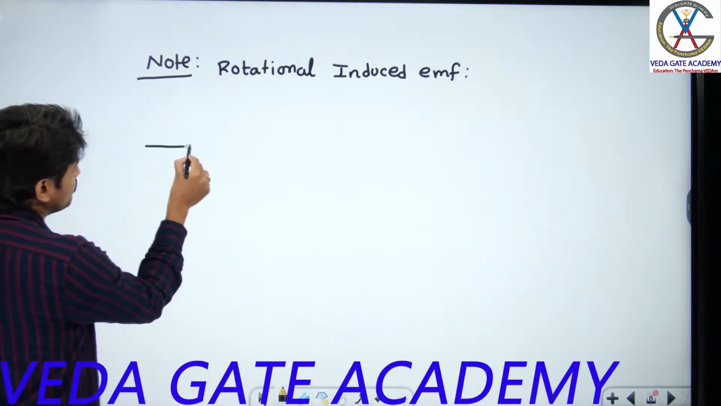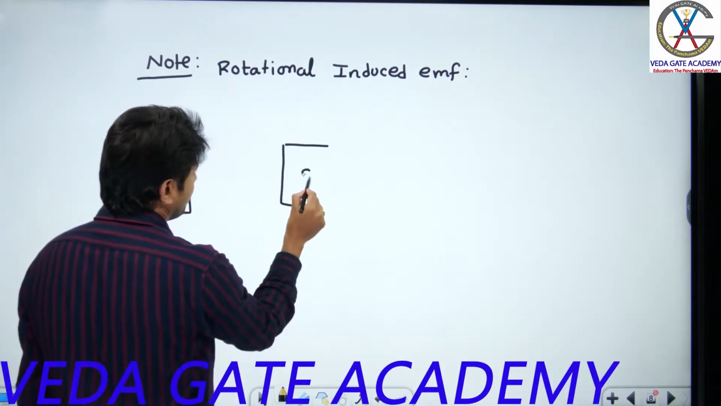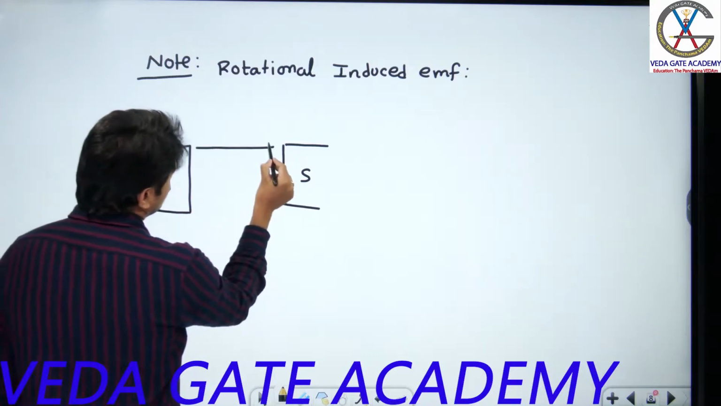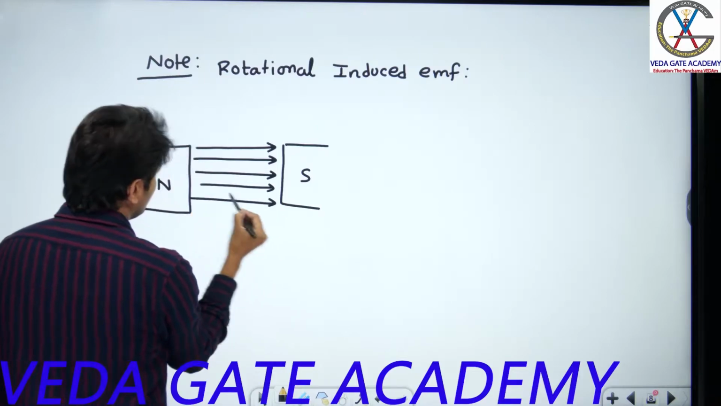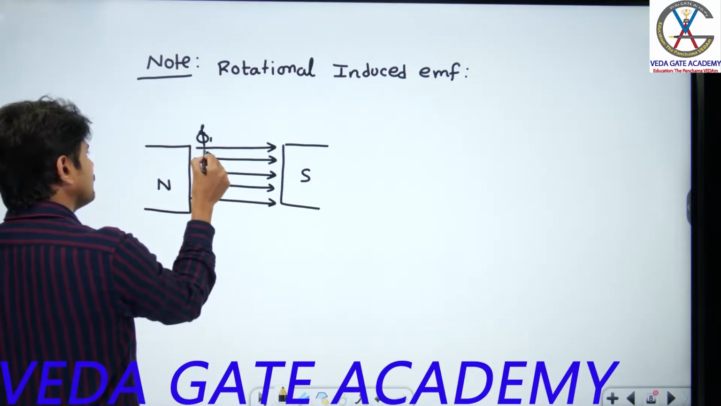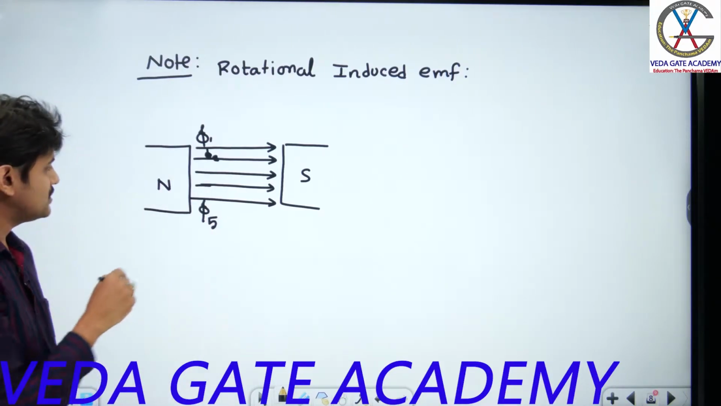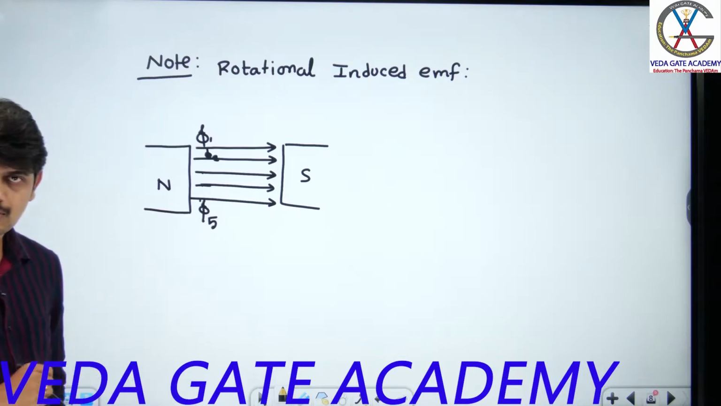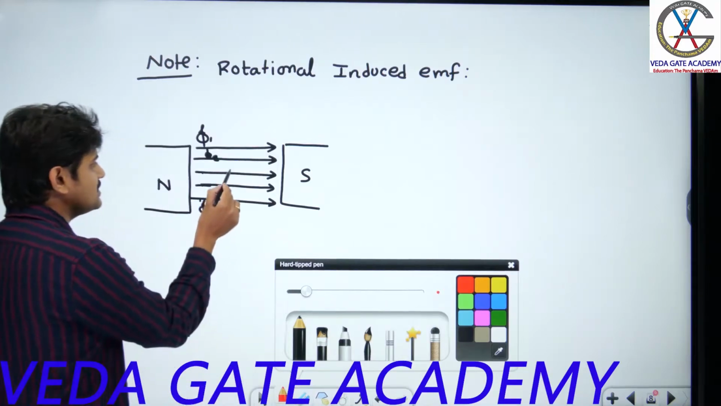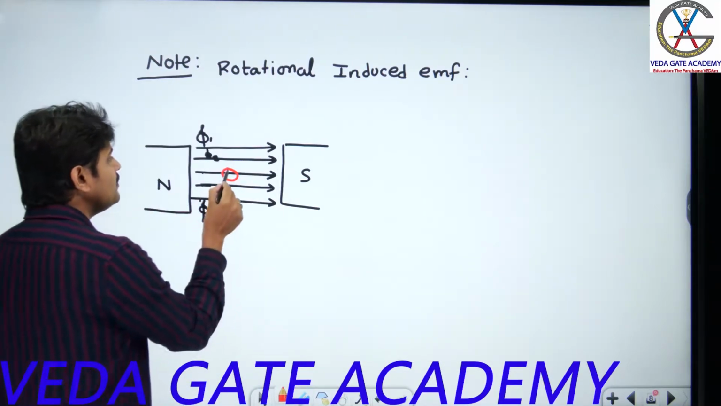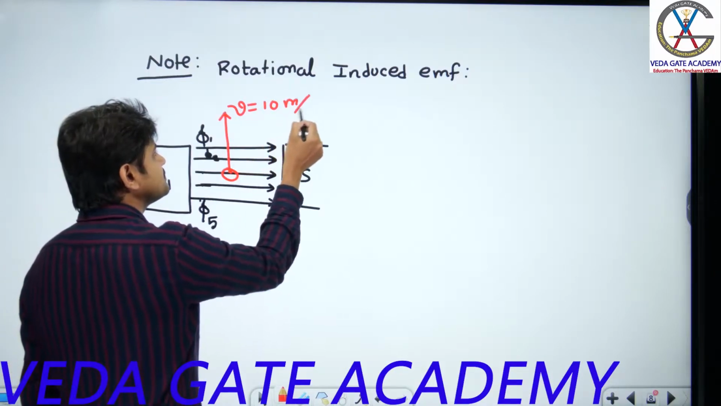Let me take a two-pole machine. This is my north pole and this is my south pole. Let us again consider the flux lines: phi 1, phi 2, phi 3, phi 4, phi 5. This is one configuration we have already seen. Suppose this is my conductor, and I am moving this conductor with a velocity of 10 meters per second.